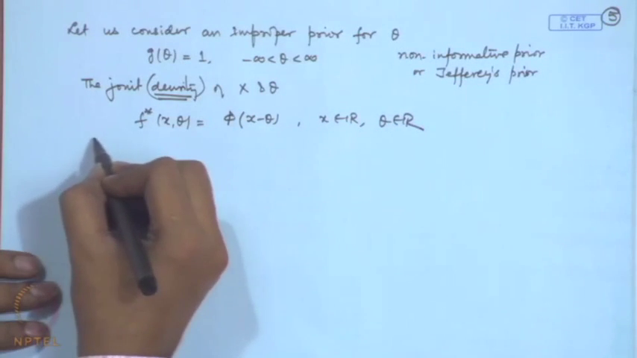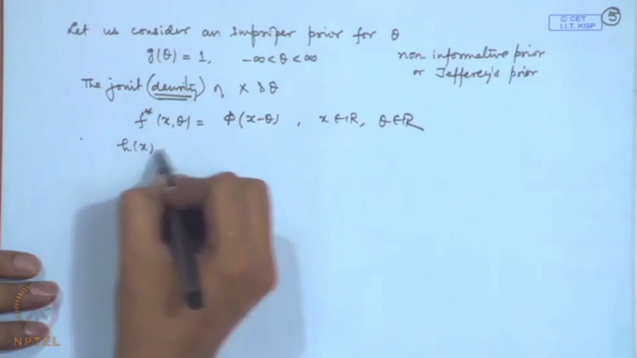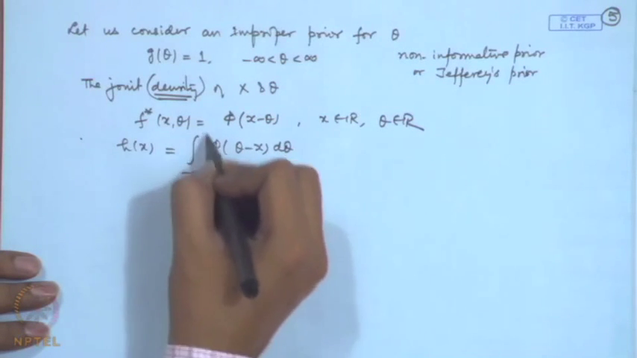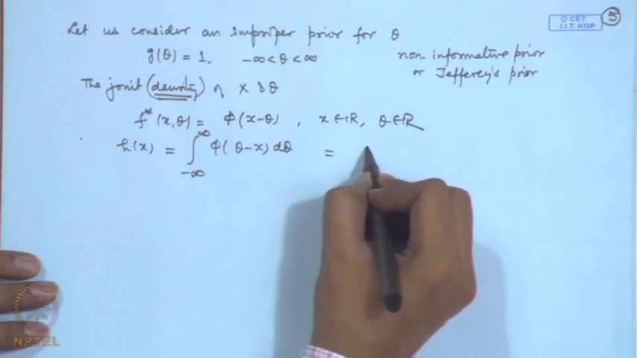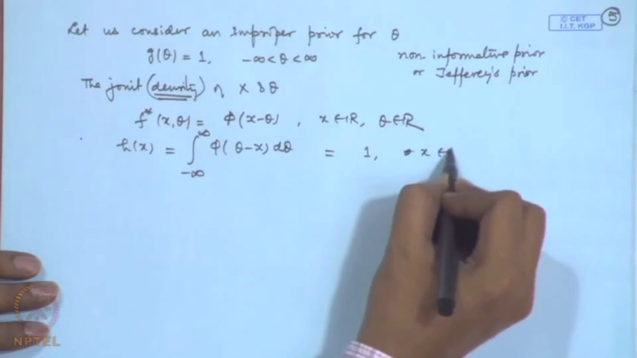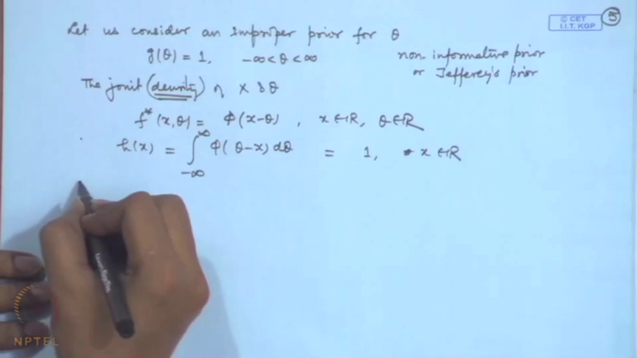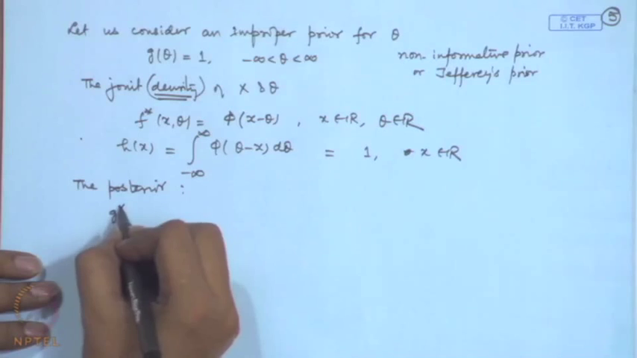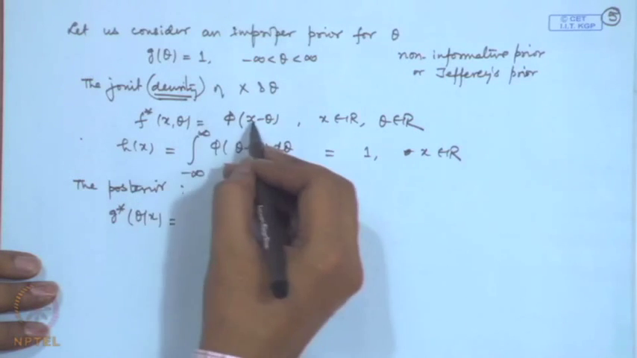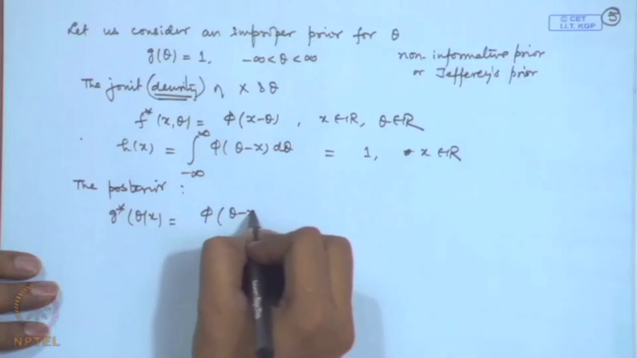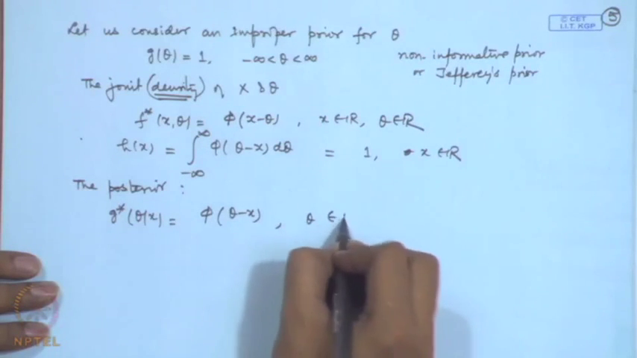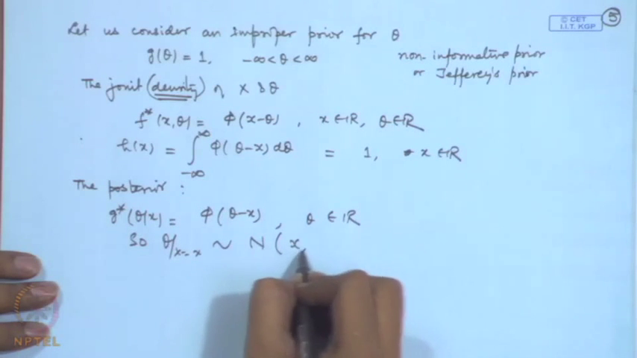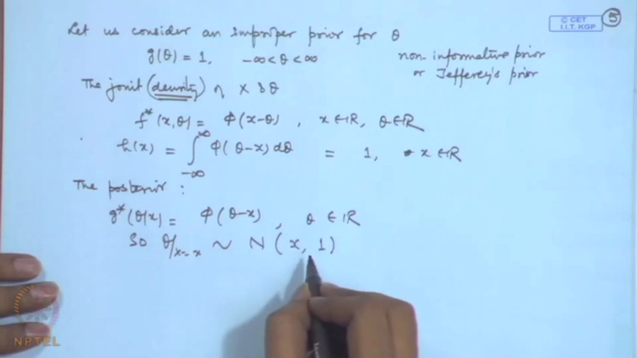So, h(x), that is the marginal distribution of x that we obtain by integrating this with respect to theta. If you integrate this with respect to theta, you get 1, and again this is not a distribution. Surprisingly, if you calculate the posterior, this is a density. Let me use the notation g star of theta given x, then it is phi of theta minus x divided by 1. Here theta is a real number. So, theta given x equal to x, that is a proper distribution, it is a normal distribution with mean x and variance 1.